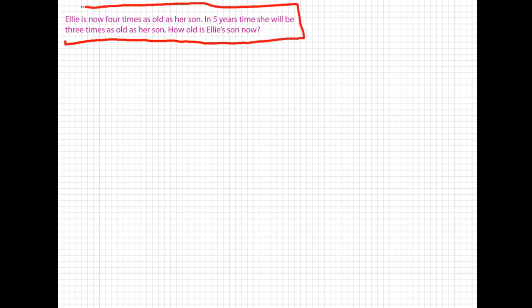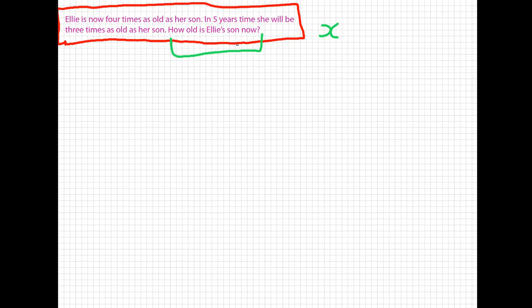Ellie is now 4 times as old as her son. In 5 years' time, she will be 3 times as old as her son. So how old is Ellie's son now? So first thing we do is work out what our unknown is. And that is, what are we trying to work out? Well, we are trying to work out how old Ellie's son is now. So we're going to call that x.